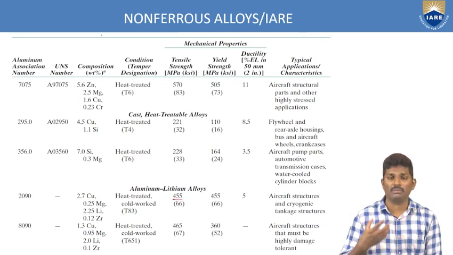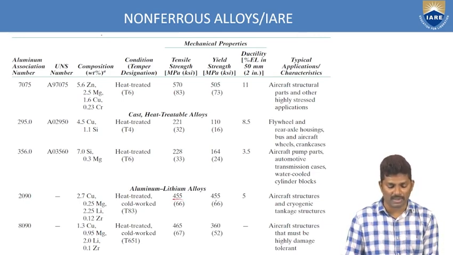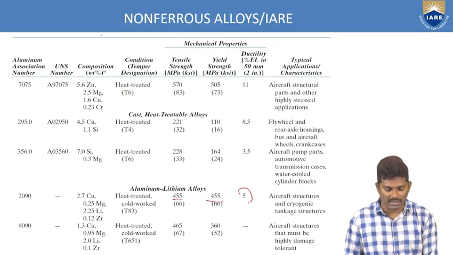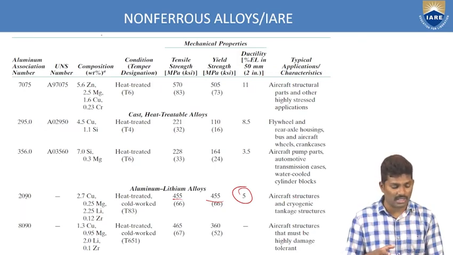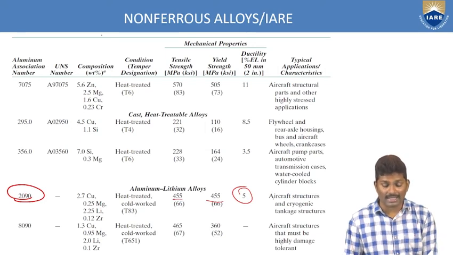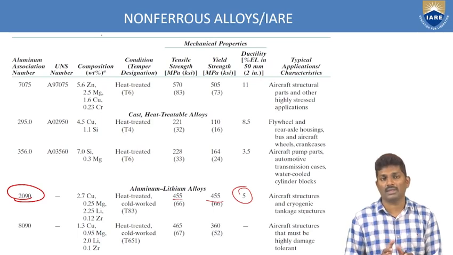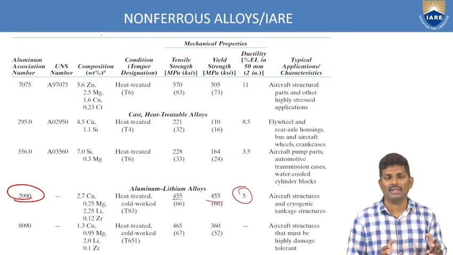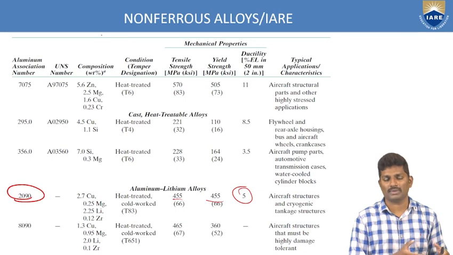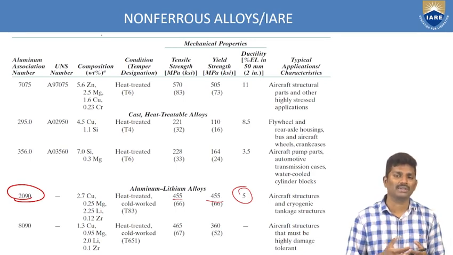So this has very good mechanical properties: tensile strength of 455 megapascals, and even the yield strength is also 455, and the ductility is very low, it should be 5. So where do you use this type of 2090 grade? In aircraft structures, and cryogenic tank cage structures. All these very complex structures are made with this type of 2090, which has a good alloying element in it. So that is how you have to select materials for the required applications.